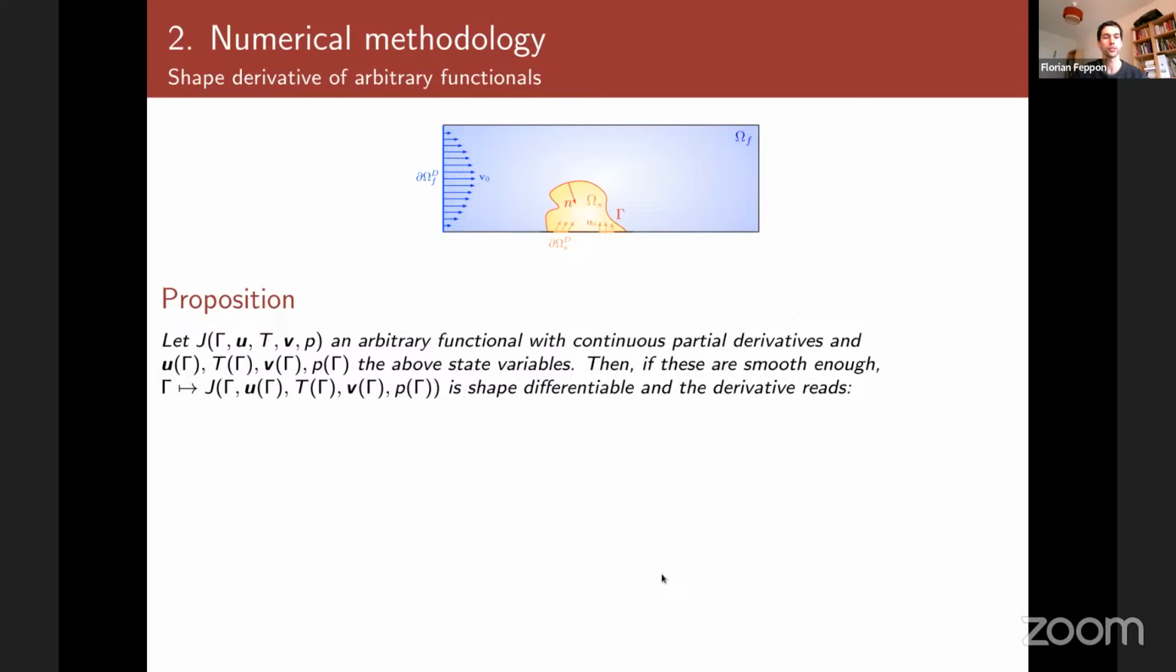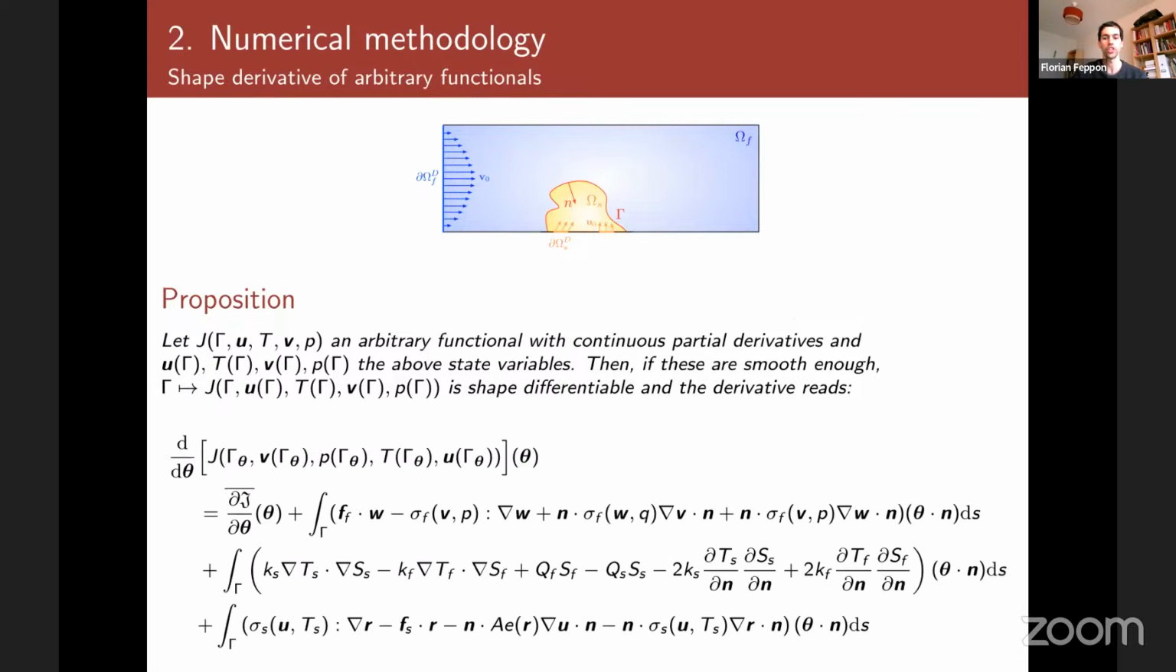The first part of the work was to compute the shape derivative for these three physics problems. It's an ugly formula, but the idea is that for an arbitrary objective function that depends on the geometry and on the state variables, you have a generic formula that you can implement in the computer. This generic formula involves some partial derivatives, as well as three terms that correspond to each of the physics, and they also depend on adjoint variables that are solved in a reverse cascade.